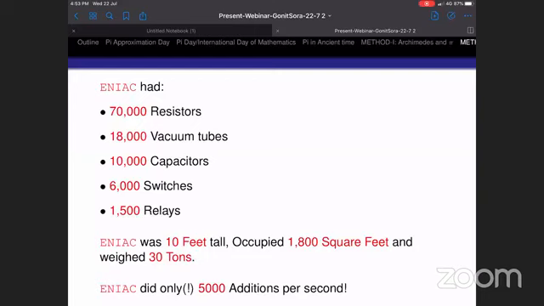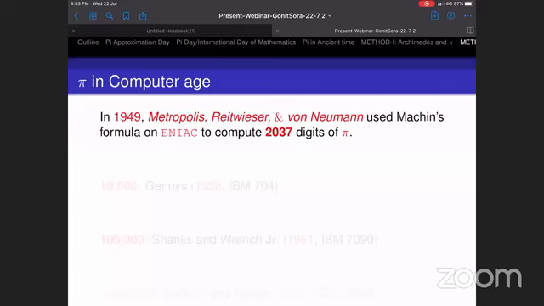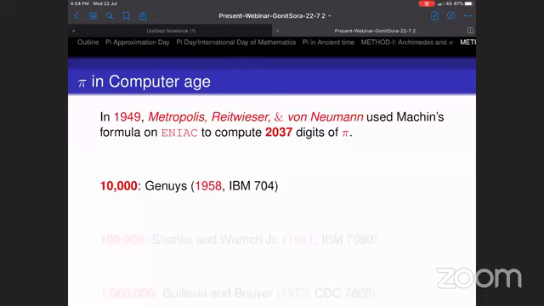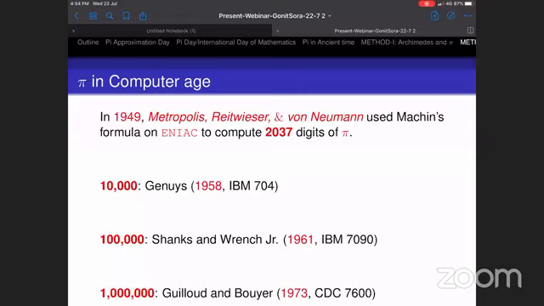And Metropolis, Reitwiesner, and von Neumann calculated the value of pi up to 2,037 digits in 1949 by using ENIAC, the first electronic computer. Okay. And now new computers were invented, and the value of pi also kept going up. For example, Guilloud calculated in 1958 10,000 digits. There are many in between, but I just skipped those. And Shanks and Wrench in 1961 calculated 1 lakh digits. And in 1973, Guilloud and Bouyer calculated 1 million digits on the new computer CDC 7600. Okay. So these are the pi calculations, and all these calculations were based on Machin's formula.